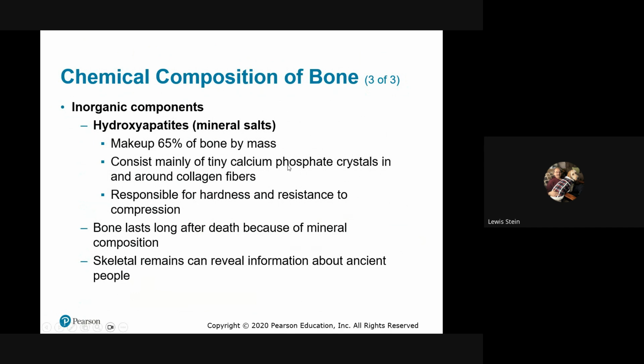Tiny calcium phosphate crystals around the collagen give hardness and resistance. We know it's long after death, skeletal remains. Did you go into that with some of the skeleton, like the hip, being able to determine gender, male or female? Yes, that's absolutely very informative. We can also age it, because we could have a large child or a small adult, and you look to see if the growth plates are still present. So there's a lot of forensic basis for this.